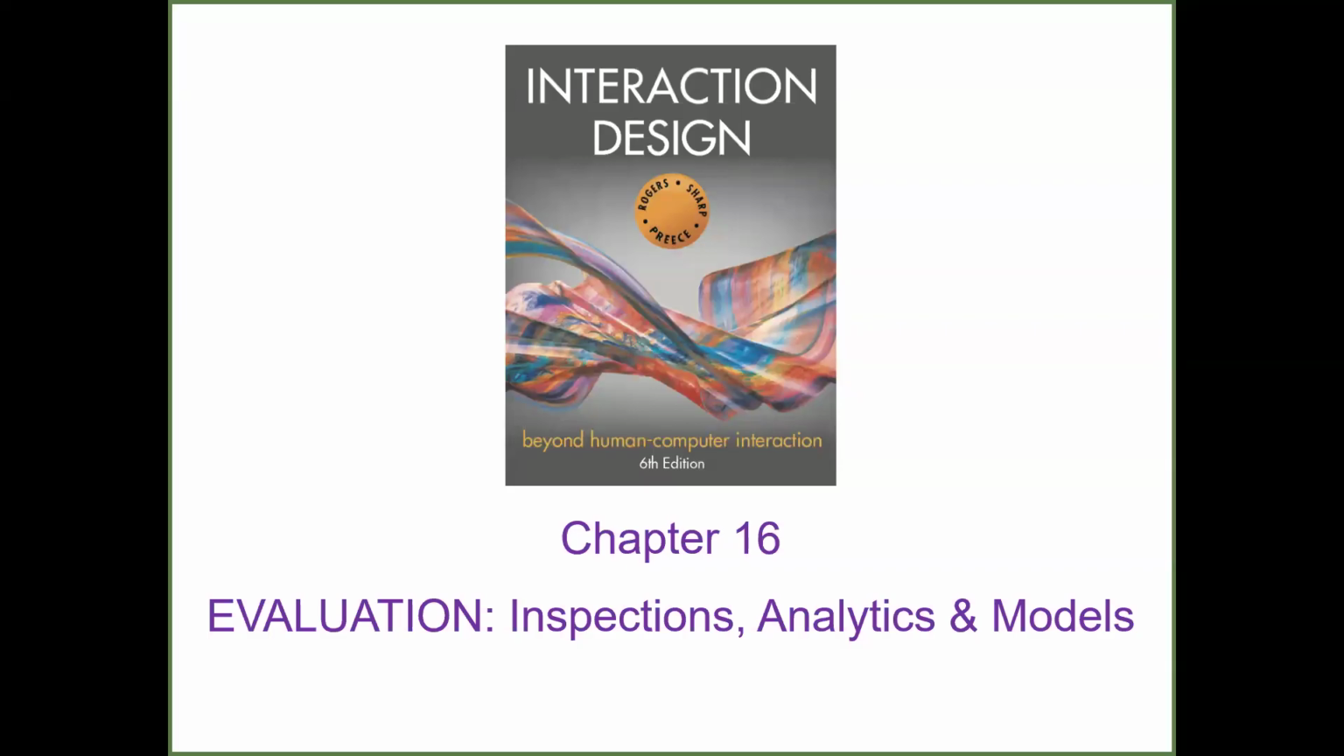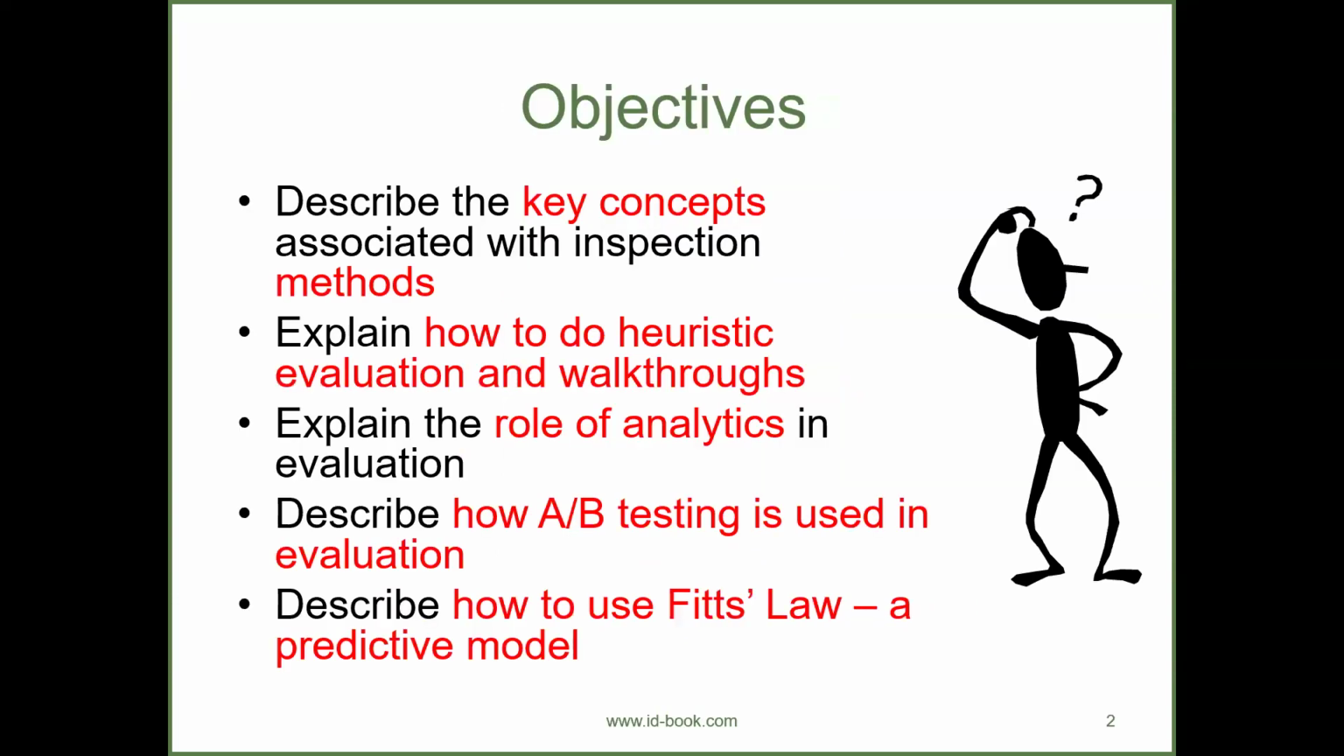Chapter 16 talks about evaluations in detail. It includes different types of inspections, analytics, and predictive models. The objectives of this chapter include the key concepts that are used in different types of inspection methods. There are two types of inspection methods that are discussed in depth in this chapter, which include heuristics and walkthroughs. We will discuss both of them in detail in the upcoming slides.